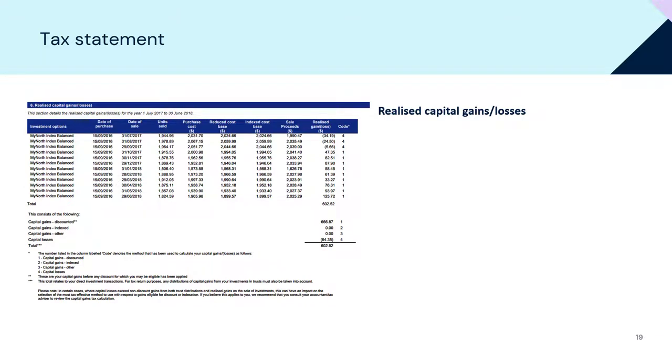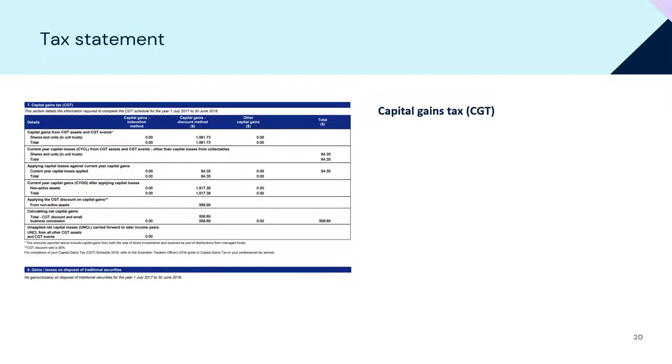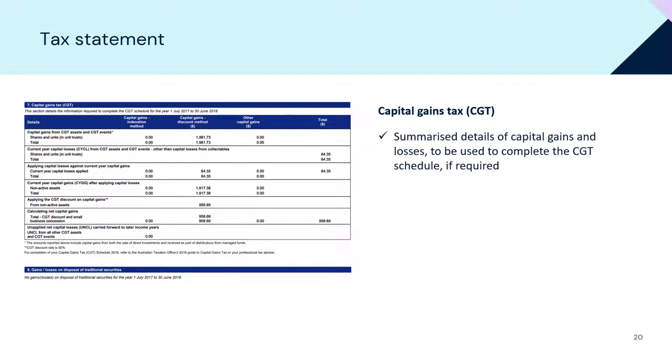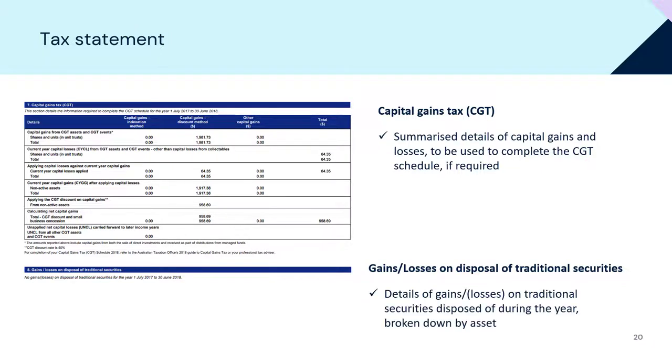Next, we have the realized capital gains or losses. Details of capital gains or losses realized in the financial year are broken down by asset. We then have section 7, which is capital gains tax. It is a summary of capital gains or losses to be used to complete the CGT schedule if required. We then have gains or losses on disposal of traditional securities. Details of these gains or losses on traditional securities disposed of during the year will be broken down by asset.